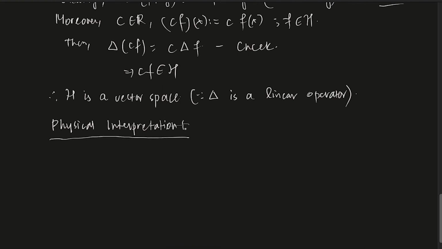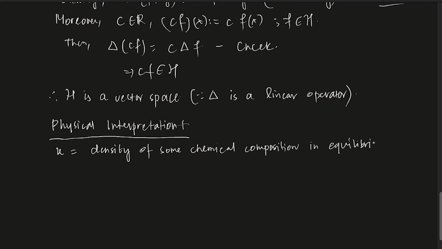Physical interpretation. First of all, let us assume that U is the density of some chemical concentration in equilibrium. Let us assume U is some function, which represents the density of some chemical composition. Some substance is given, you are looking at the chemical composition of that thing, in equilibrium. Equilibrium is when it is stable.